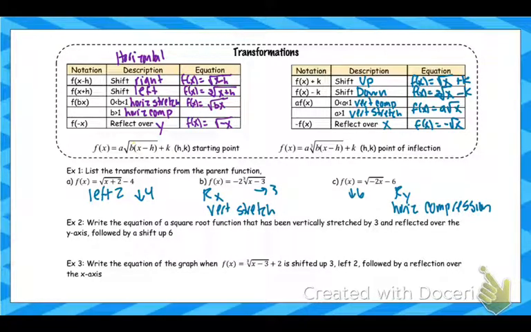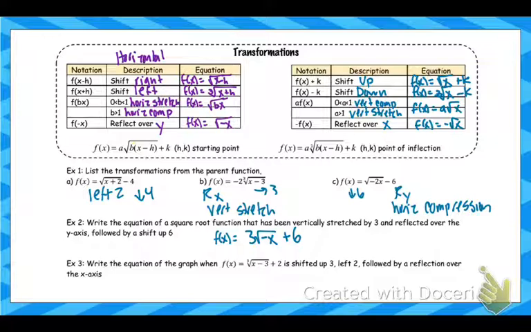All right, and then writing the equations. So we have a square root function. It's been vertically stretched by 3, so I got a 3 on the outside. Reflected over the y-axis, so a negative on the inside, and a plus 6 out on the end.